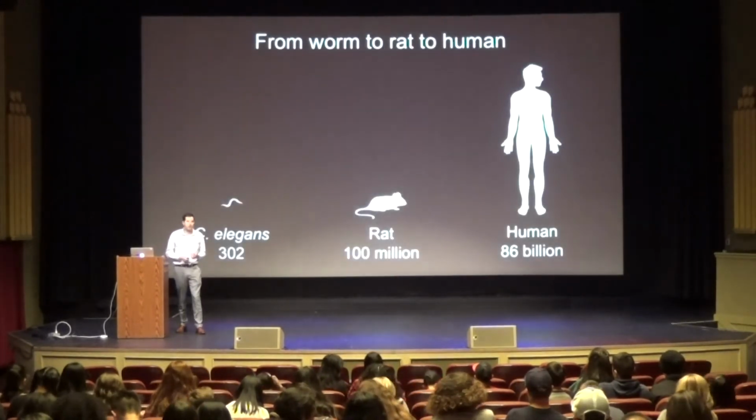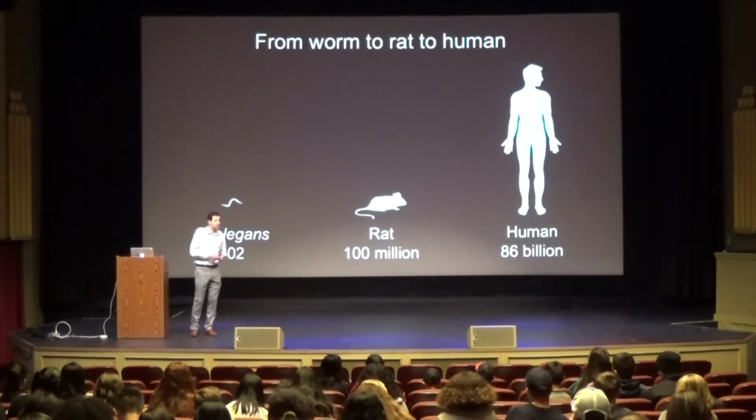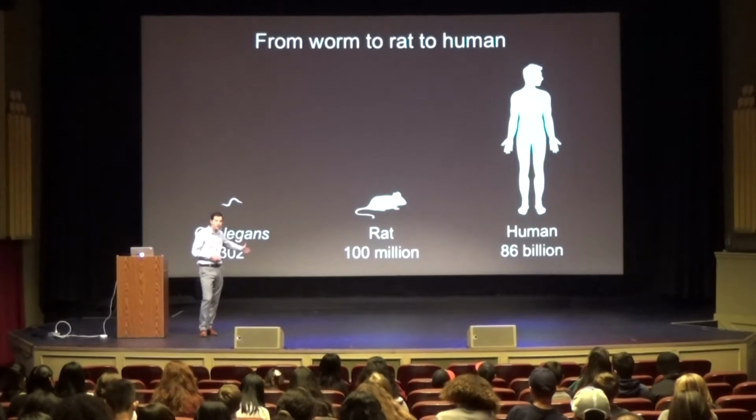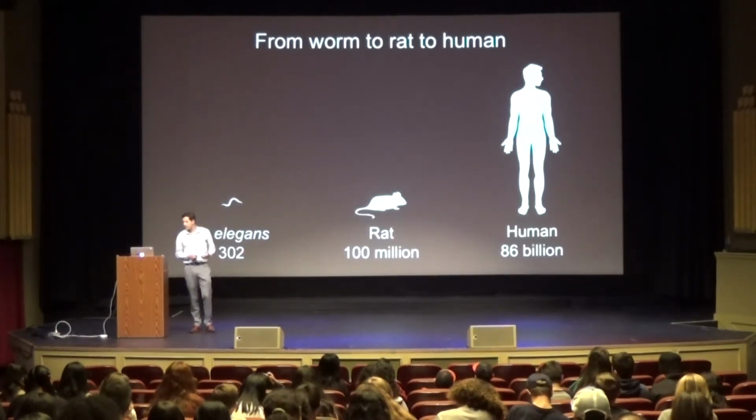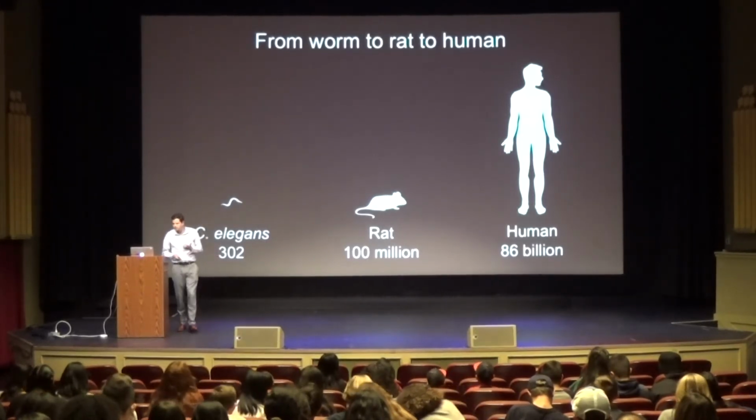We want to try to see if we can figure out what the connections are in higher level organisms, such as maybe a rat that has millions of neurons, or even a human that has about 86 billion neurons in its brain. But how can we do this?